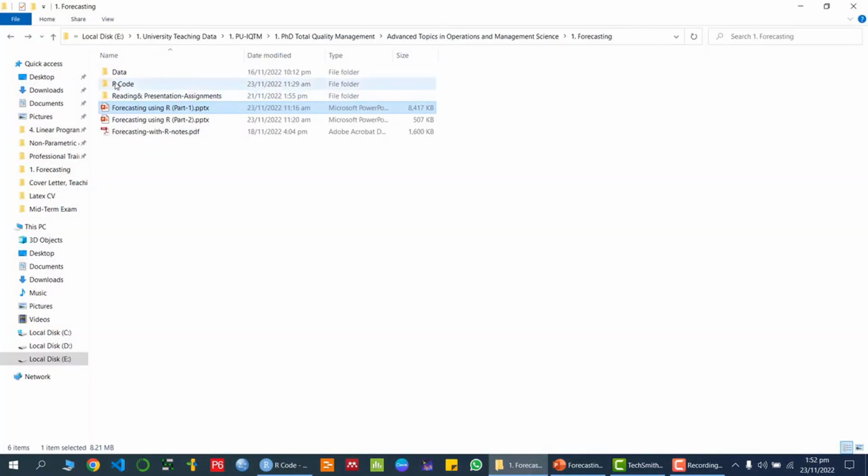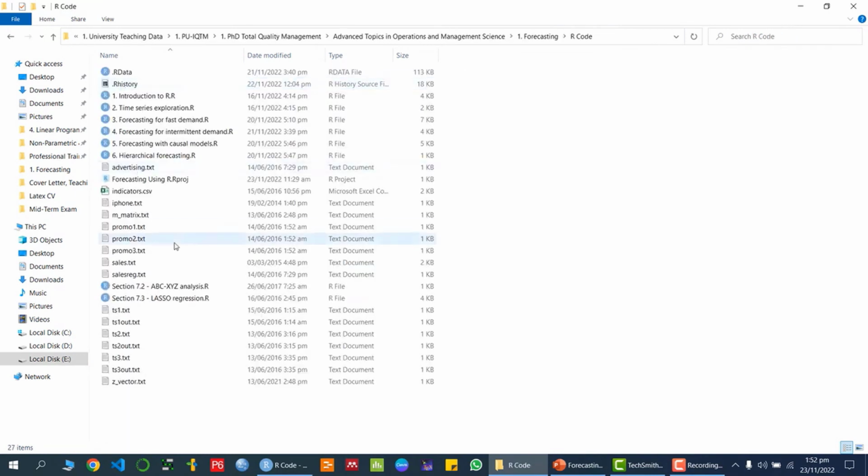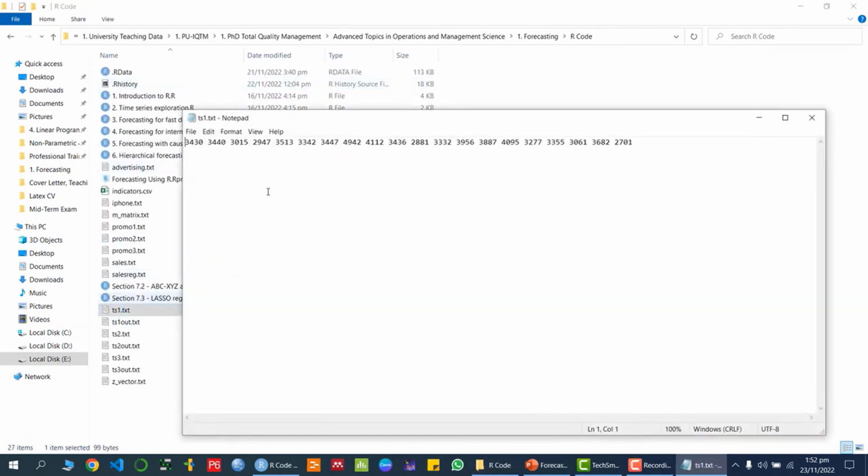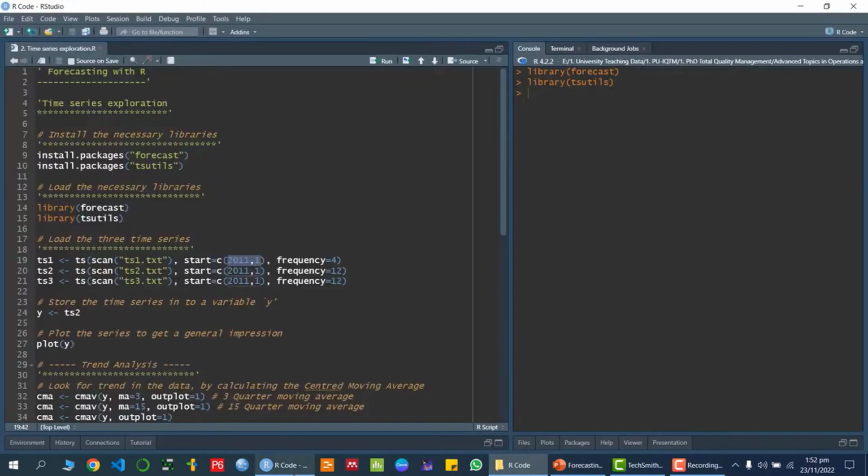Let me show you this data set, which is ts1. As you can see, this is the starting point, and I am mentioning that the starting year is 2011 with the help of R code. Then 1 indicates the first quarter, and the frequency indicates that we are considering it as quarterly data.